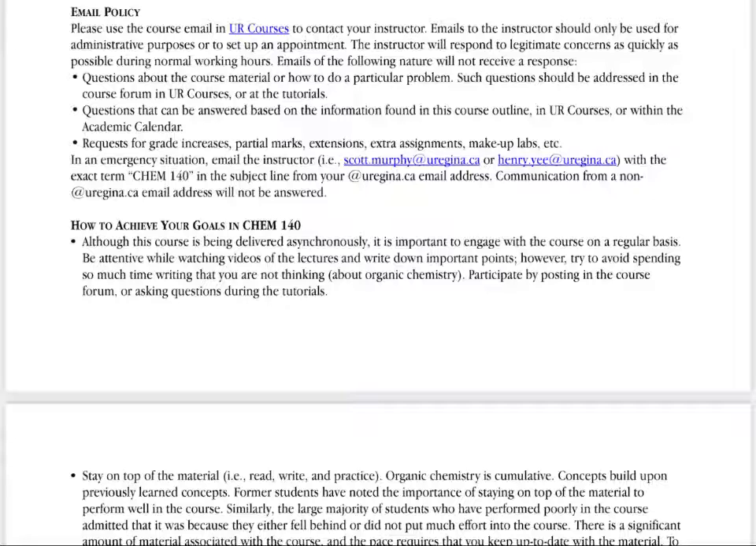In an emergency situation, email the instructor, either myself at scott.murphy@uregina.ca or Mr. Henry Yee at henry.yee@uregina.ca with the exact term Chem 140 in the subject line from your @uregina.ca email address. Communication from a non-@uregina.ca email address will not be answered.